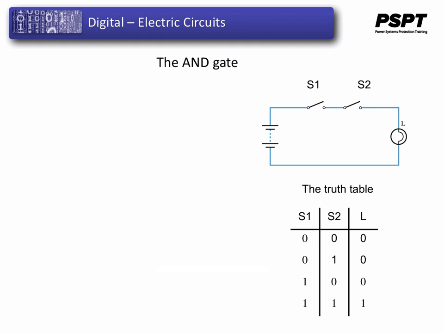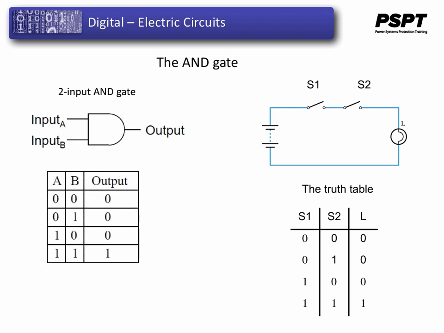Remember our series switched circuit. We can now represent this system by the standard 2 input AND gate symbol with its truth table, which is identical to the 2 series switch version. Reading the truth table, if A and B are 0, you have a 0 output. If one of the inputs is 0, you have a 0 output. You need both inputs to be a 1 to have a 1 on the output.